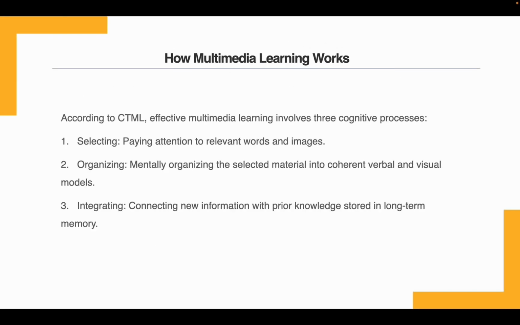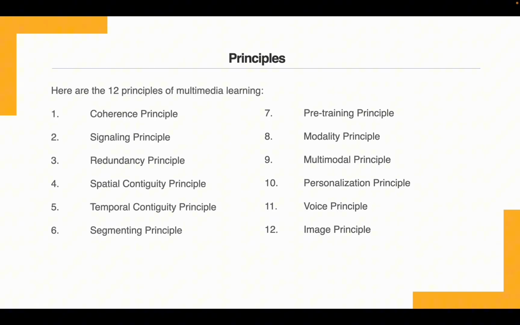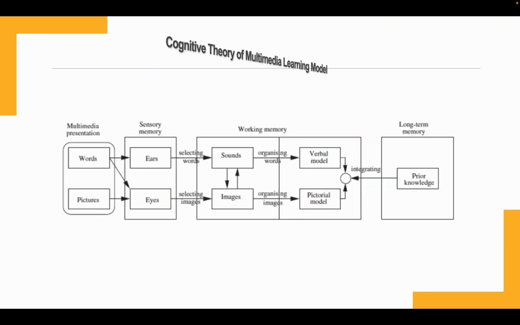So, how does multimedia learning work? According to CTML, effective multimedia learning involves 3 cognitive processes. First, selecting: pay attention to relevant words and images. Second, organizing: mentally organizing the selected material into coherent verbal and visual models. The third one is integrating: connecting new information with prior knowledge stored in long-term memory. And here are the 12 principles of multimedia learning, and we will talk about it in the following part.